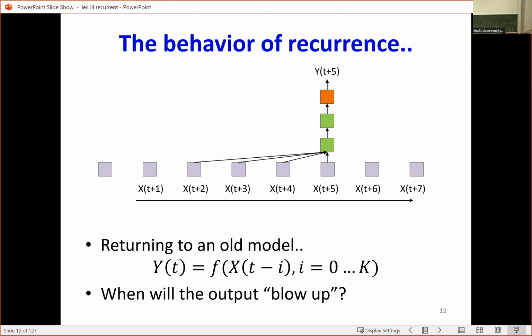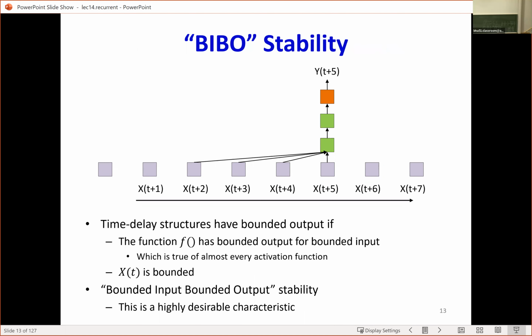And will the output of this model, if I use say ReLU or your standard activation functions, if I guarantee that all the input values are bounded, will the output ever blow up? No. Why not? I guess if the input is bounded, I don't see where it would blow up. Absolutely. This is what is called bounded input, bounded output stable, meaning if the function has bounded output for bounded input, which is true of every activation function, then if the inputs are bounded, the output is also going to be bounded. This is what is called BIBO stable, and this is a highly desirable characteristic. You don't want your network to suddenly blow up and have increasingly large values or get saturated when your inputs are perfectly reasonable, right? So this is a requirement.